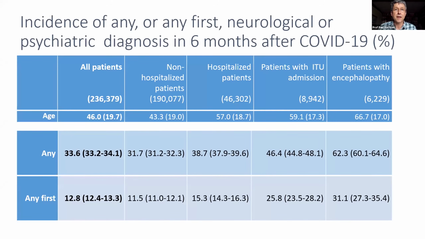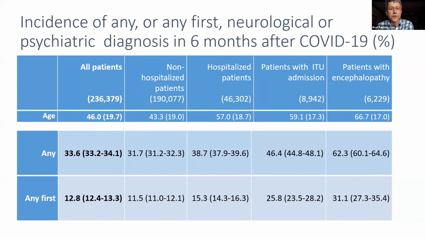So first of all, the kind of headline figures. These are the percentages of people in the 6 months after COVID who received one or other, or maybe more than one, neurological or psychiatric diagnosis. And in the left-hand column is the whole cohort of COVID patients. You can see that almost exactly 1/3 of them received one or other diagnosis in the next 6 months. And 1 in 8 patients, or 12.8%, received a diagnosis having never previously had one recorded in their medical records.